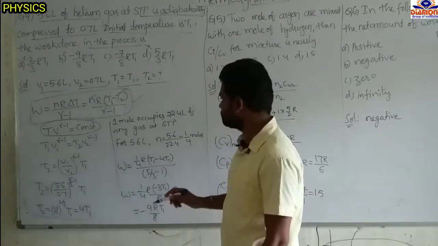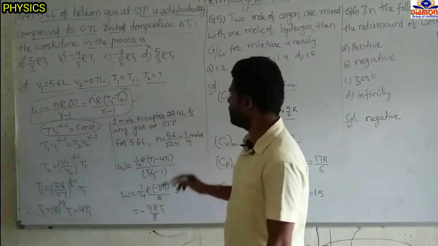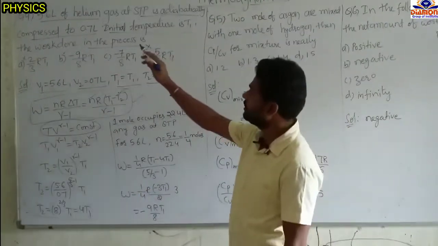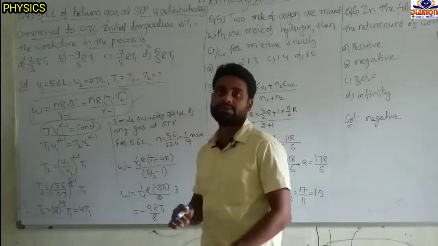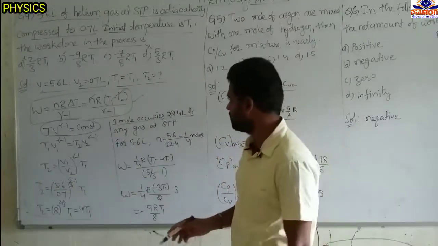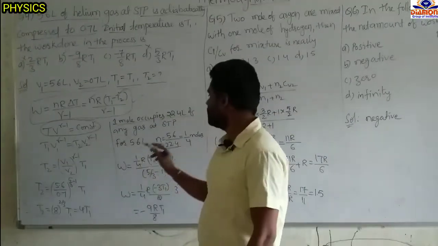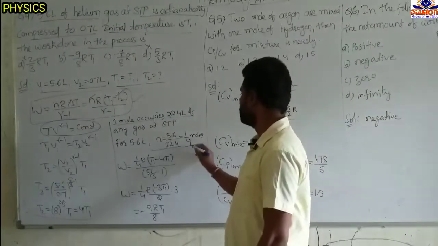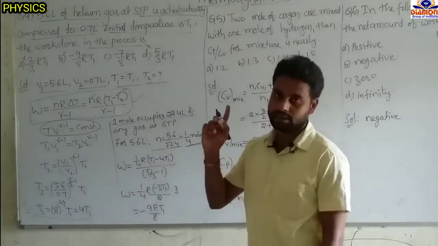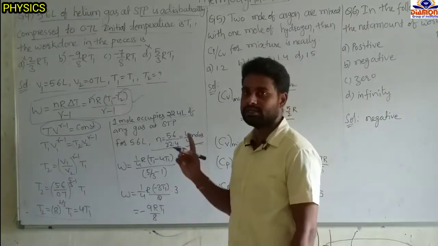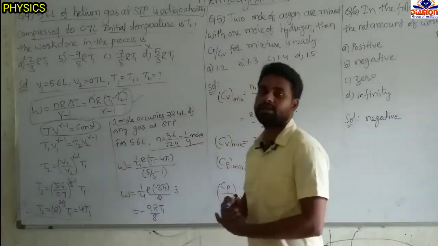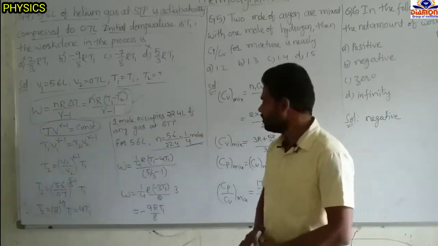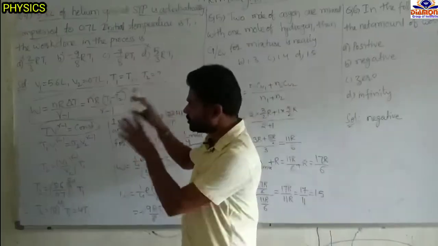Already in chemistry you know, 1 mole at STP occupies 22.4 liter volume. So if the helium at STP occupies 5.6 liter, how many moles are there? The number of moles equal to 5.6 liters by 22.4, that is 1/4 moles. So 1 mole at STP occupies 22.4 liters, and 5.6 liter occupies 1/4 mole. Now everything we found, substitute in the formula.